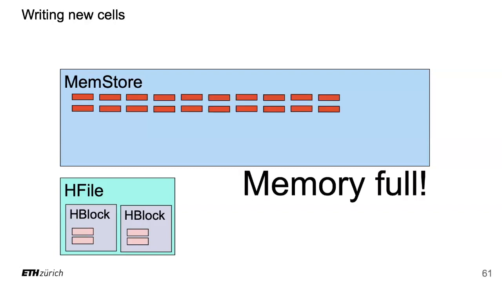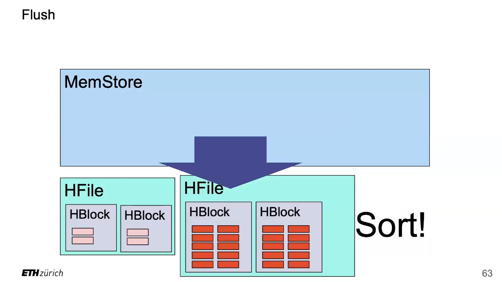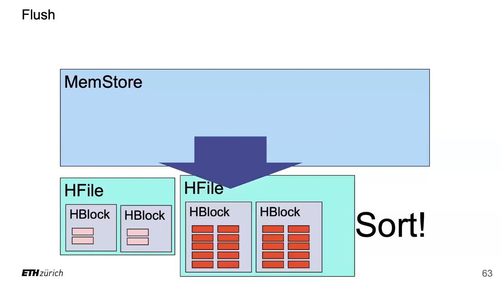Somebody else does. Other people do, and then the memory is full. What do we do? We are going to do what's called a flush. We flush all of the key values to a new HFile, just like that. What happens in this flush? We need to basically write all of these key values sorted by key, right? And I create also the index and everything. So we sort and we write. In fact, we do not wait for that moment to sort the key values.